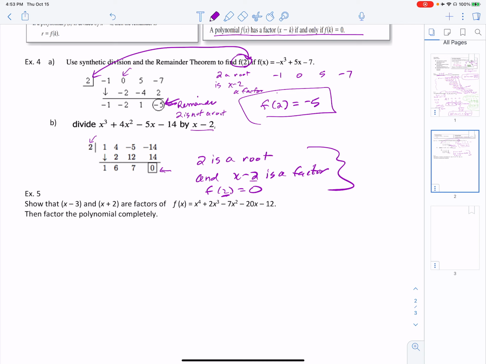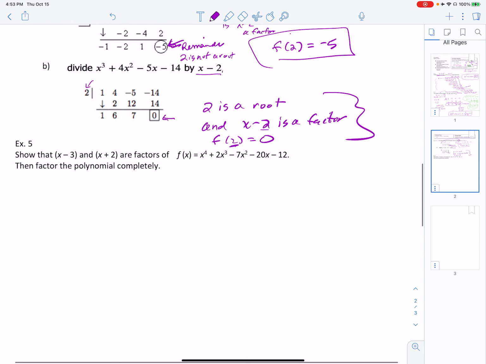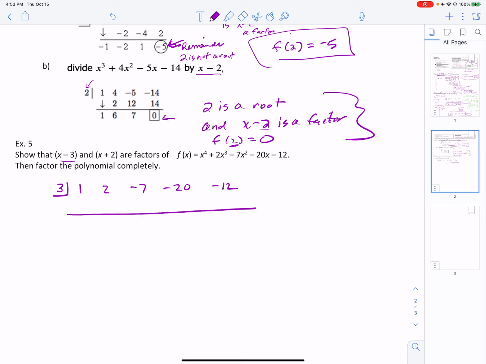So with that being said, we're going to use this idea, if you get a 0, that 2 is a root. We're going to use that in example 5. So it says, show that x minus 3 and x plus 2 are factors of this polynomial, and then factor the polynomial completely. So we're already telling you they are factors. So what we're going to do is use synthetic division, and we're going to use this first one, use 3, and then we have the coefficients, 1x to the 4th, 2x cubed, minus 7x squared, minus 20, and minus 12. And we're going to do synthetic division.